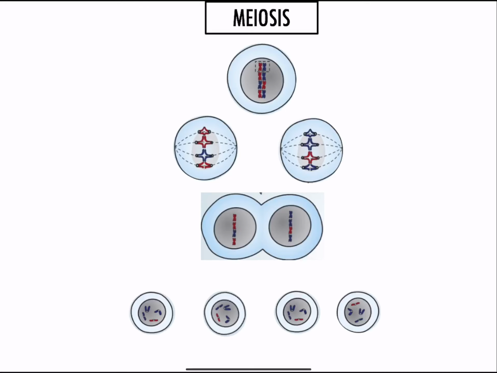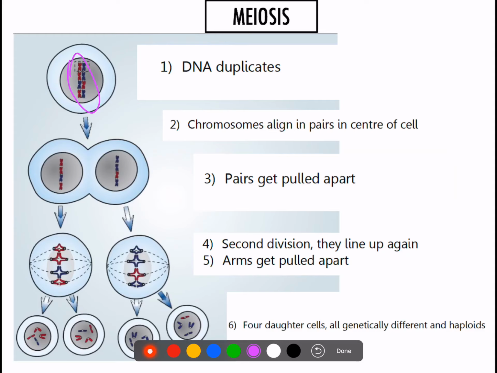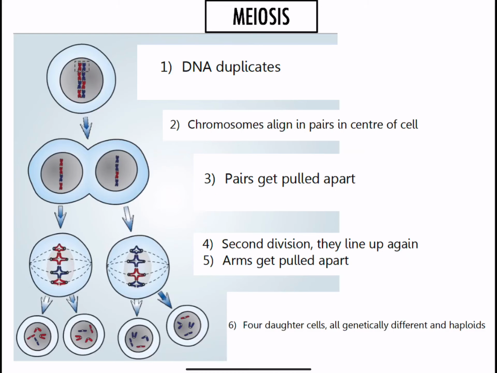Now how would you explain that in your exam? These are the points that you have to mention. Step 1, DNA replicates. Step 2, chromosomes align in pairs in the center of the cell, just like this. Step 3, the pairs get pulled apart. Step 4, in the second division, they line up again, but in single file. Now the arms get pulled apart. And finally, 4 daughter cells, which are all genetically different, and haploid, are produced. A diploid is a cell that has 23 pairs of chromosomes. A haploid is a cell that has only got 23 chromosomes.